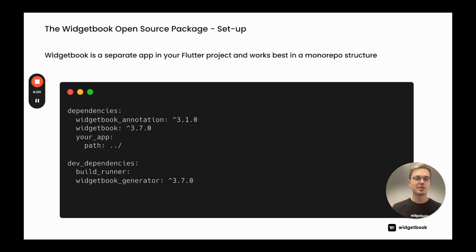The first step that is important to understand is that Widgetbook is a separate app in your Flutter project, and it works best in a monorepo structure, meaning you should always outsource your UI library or design system into a separate package. Then you use the following dependencies: the Widgetbook annotation and the main package Widgetbook, and then you use our Widgetbook generator as well.